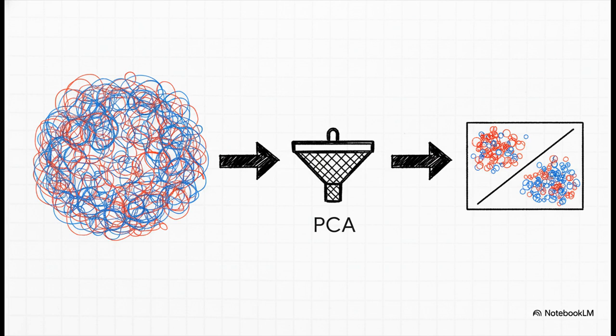PCA acts like a noise filter. It cleans up the data, gets rid of all the distracting clutter, and then hands this much simpler, focused dataset over to the SVM. With all that noise gone, the SVM can do its job so much better, finding a really clear, robust decision boundary with way less computational heavy lifting.